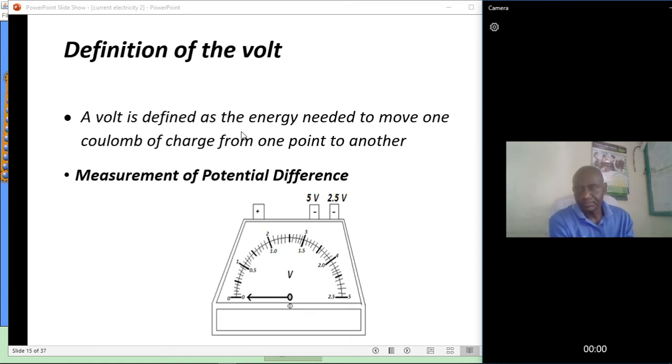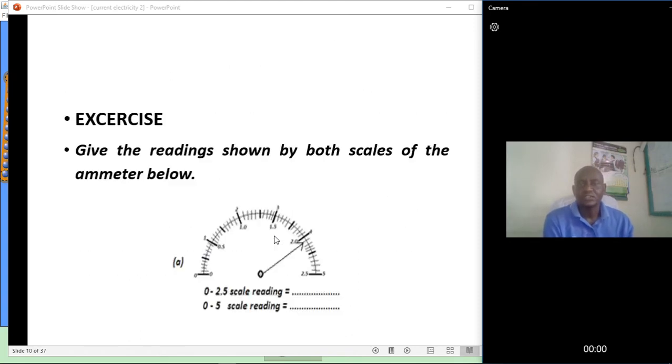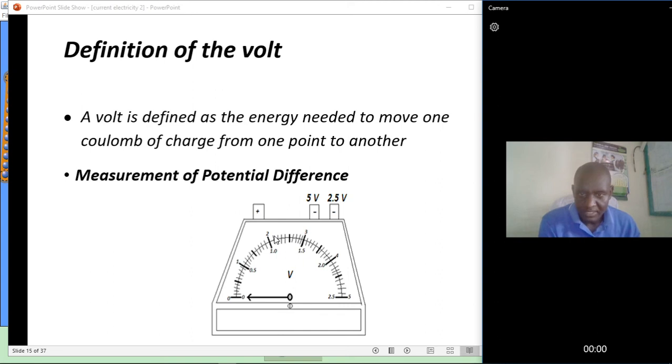Definition of a volt: a volt is defined as the energy needed to move 1 coulomb of charge from one point to another, because it's work done over charge. The same thing applies in measuring. Make sure the voltmeter is always marked with the letter V, and the ammeter is always marked with the letter A.